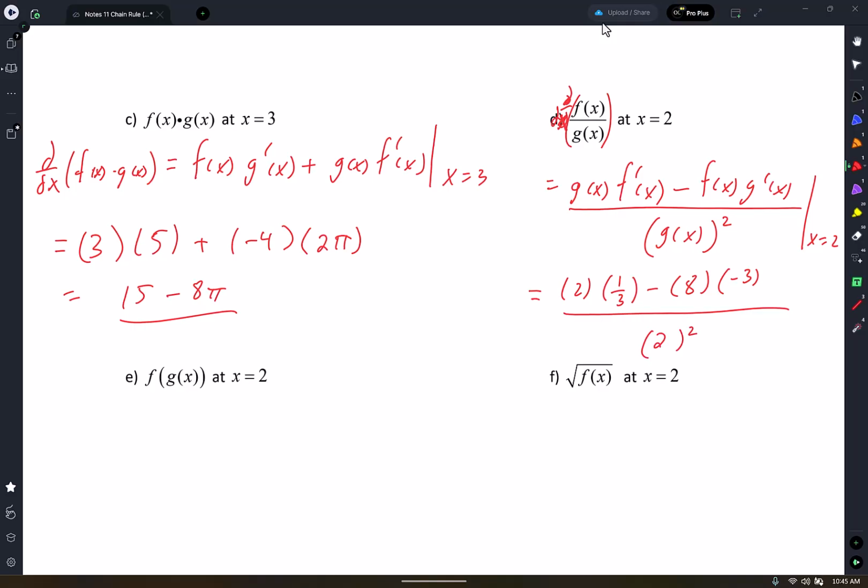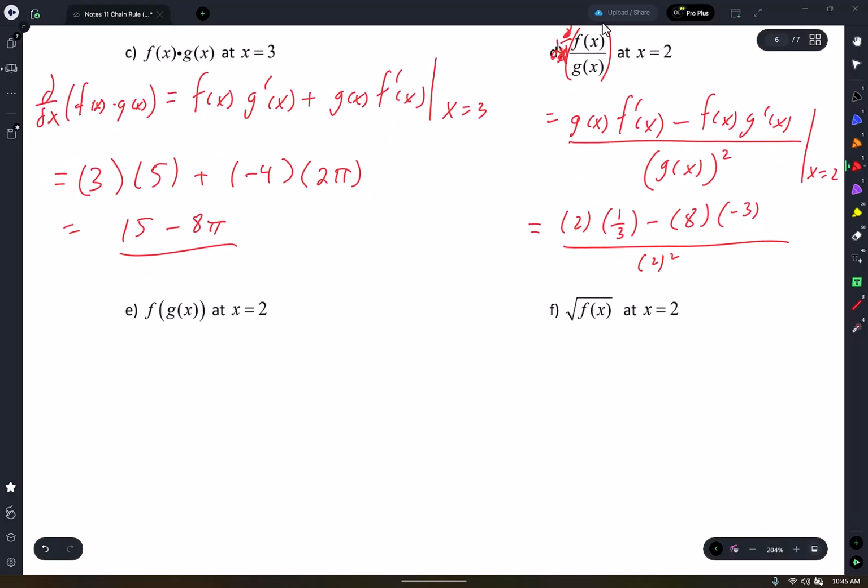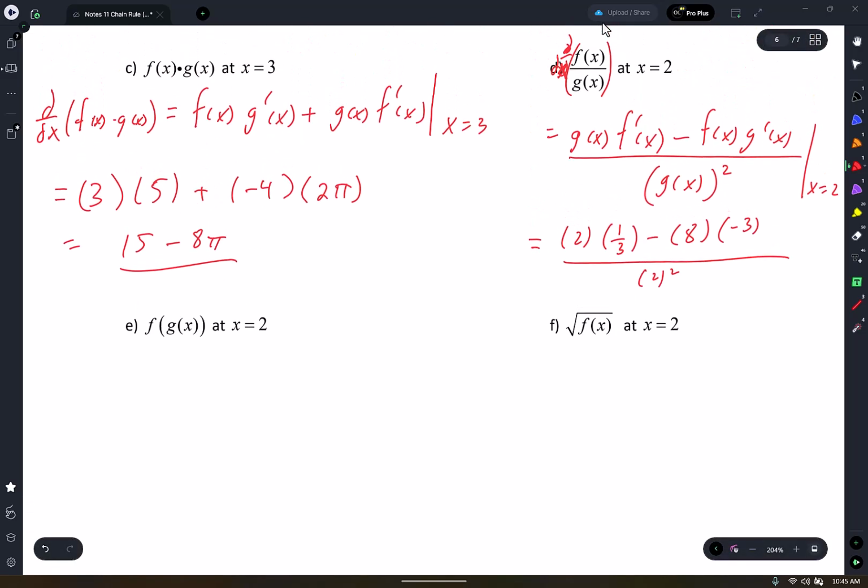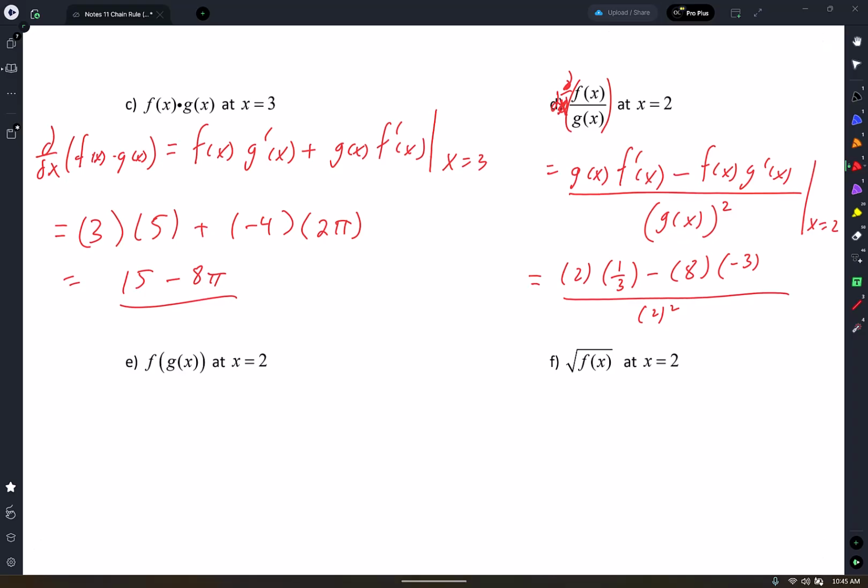All right, let's see what that is. Am I going to be able to fit it? Do I got plenty of space? I'm going to need that space. So let's see. 2/3 plus 24 over 4. So I'm going to turn that 24 times 3 over 3. Let's see. 2/3 plus 72 over 3, over 4.